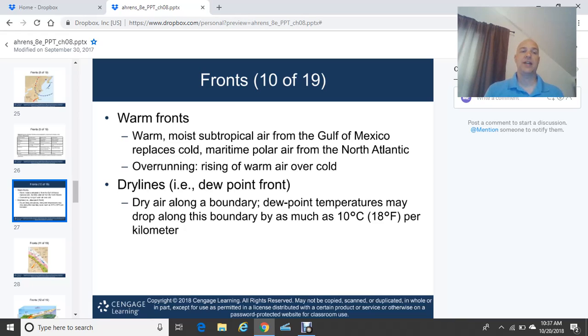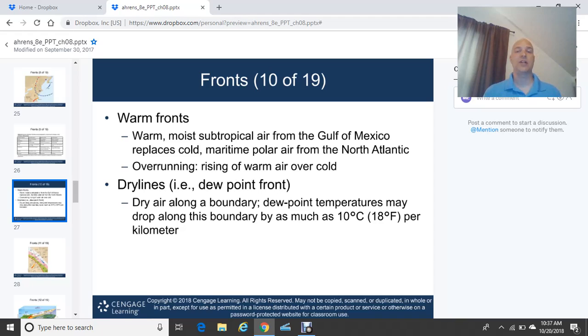Another interesting feature is what's known as dry lines. Now this is more so out towards Texas. Dry lines are more towards Texas and the Oklahoma area, the Texas Panhandle and Oklahoma. Basically, a dry line is a moisture front or a dew point front. There's dry air along the boundary.